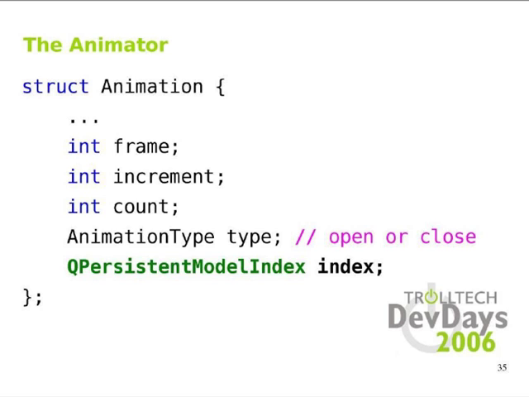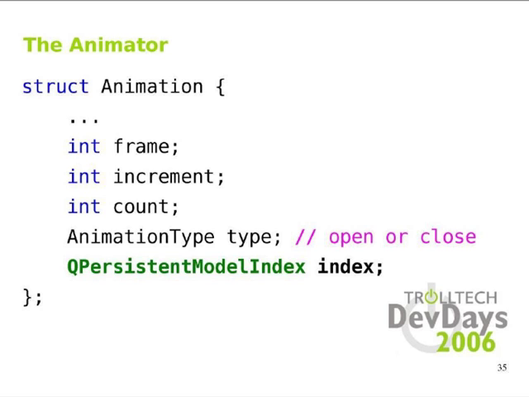But if it's done right, the persistent model indices are going to be kept in sync with your data structure. So when you store a persistent model index, you're sure that it's either going to be invalid or it's going to be updated to whatever's happening in the model.